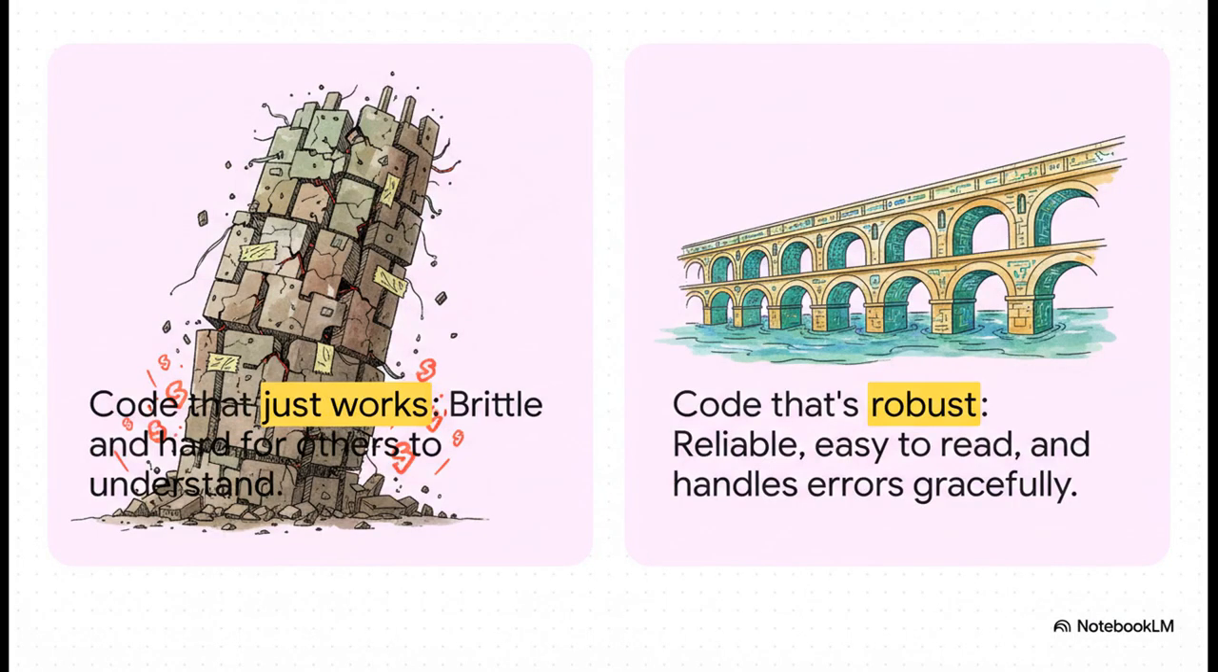And this right here really gets to the heart of it. There's a world of difference between code that just works, held together with duct tape and hope, and code that's truly robust and professional. Robust code is easy to read. It works every time, and it doesn't just crash when something unexpected happens. This is the level we want to get to.